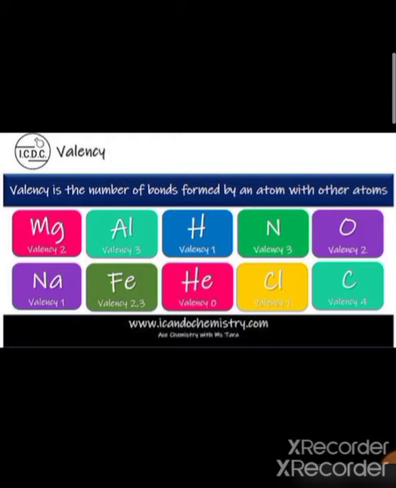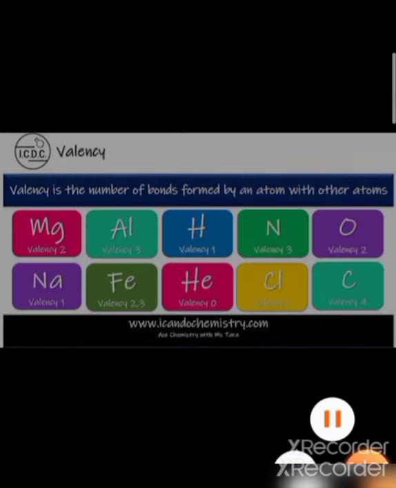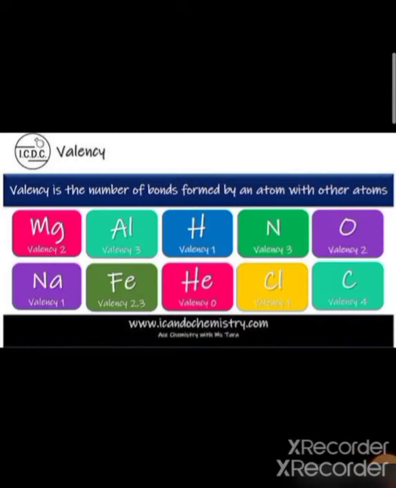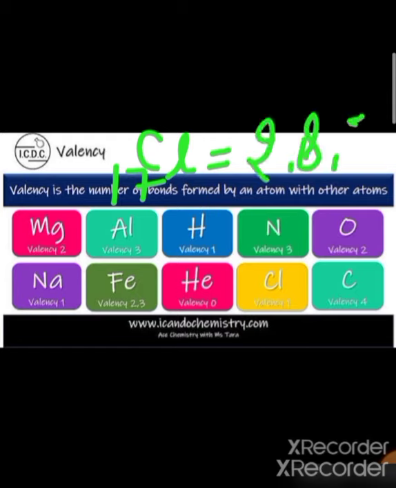Helium has 2 electrons in its valence shell, so the valency of helium is only 0. Chlorine, Cl, valency is 1. Atomic number is 17, configuration is 2, 8, 7. First shell contains 2, second shell contains 8, and third shell contains 7. Then what is the valency? 8 minus 7 is equal to 1. Then the valency of chlorine is 1.